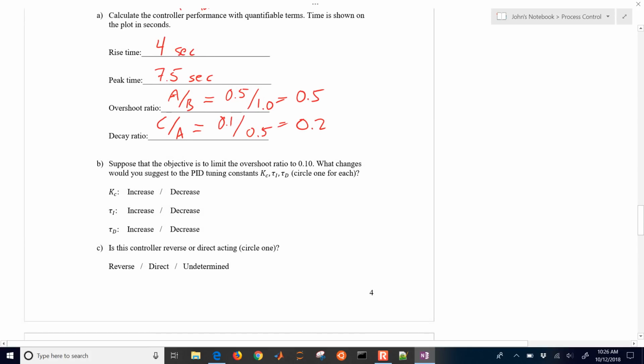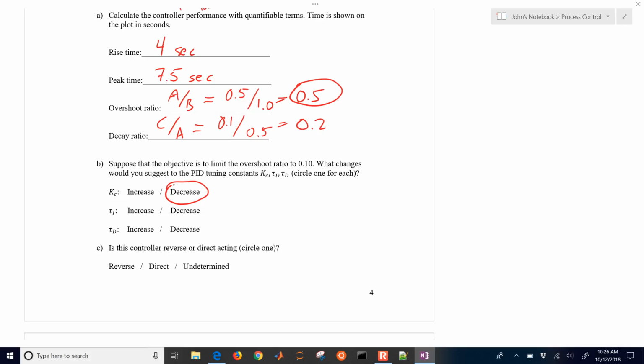Okay, so let's suppose that the objective is to limit the overshoot ratio to 0.1. It's a little bit high right now at 0.5. We want to decrease that to 0.1. What changes would you suggest to the PID tuning constants, Kc, tau I, and tau d? Circle one for each. If we want less oscillation, we generally want to decrease our Kc value.